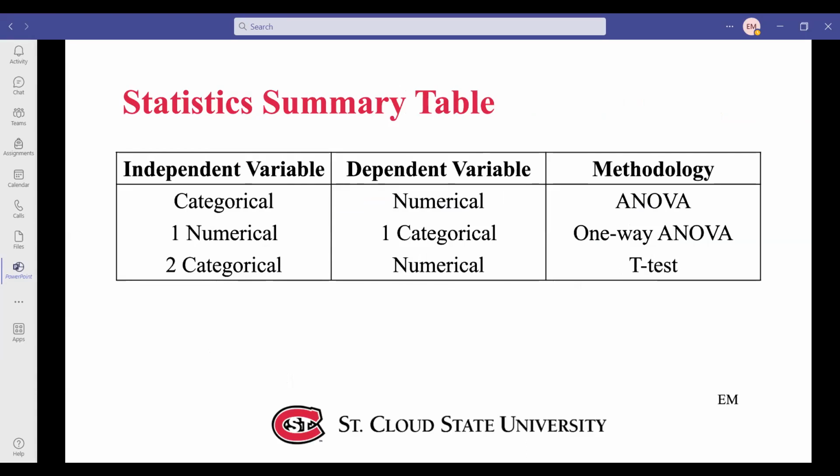Thank you so much, Dr. Sumari, for touching on so many of the statistical tests that we run at our center. I created this summary table to summarize everything that Dr. Sumari talked about. In this table, we have an independent variable column, a dependent variable column, and the methodology for this. So let me just define what an independent variable is. An independent variable is a variable that we use to predict an outcome.